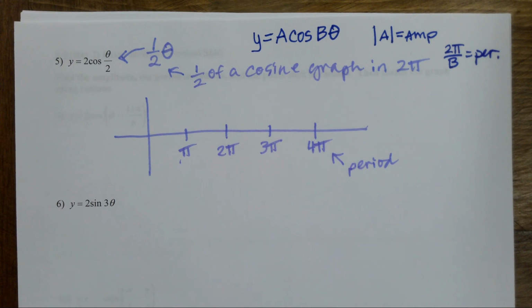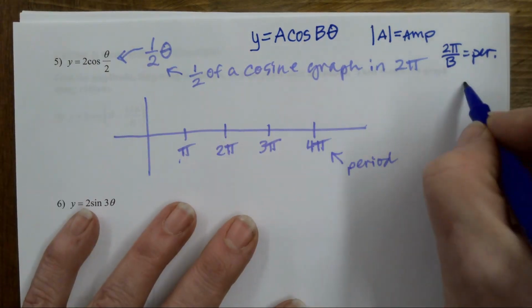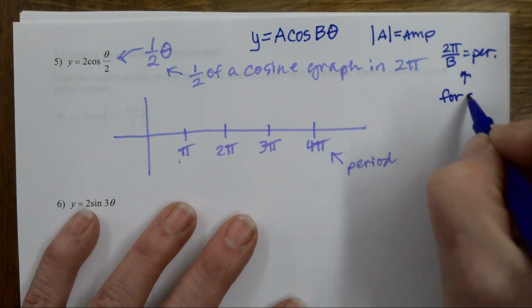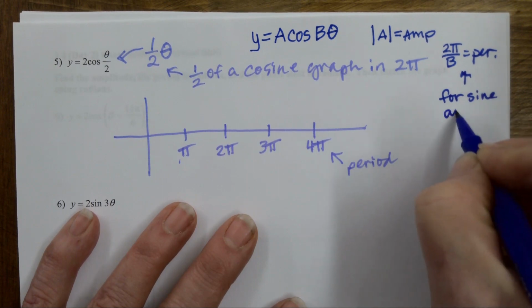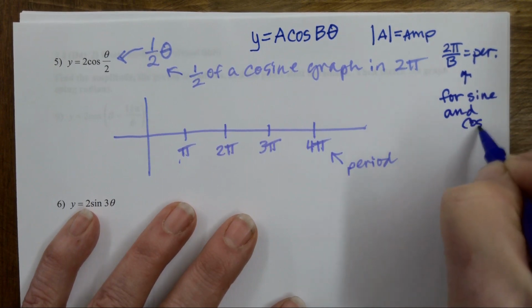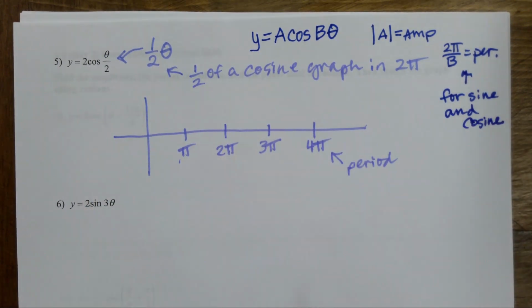This is for sine and cosine, and I keep saying that over and over again, because that's not the case for all of the trig functions. This is the case for sine and for cosine. That will always be true.